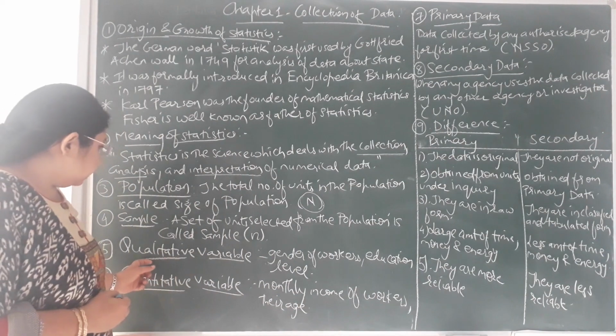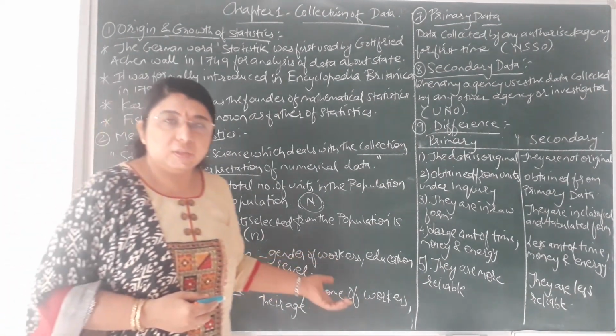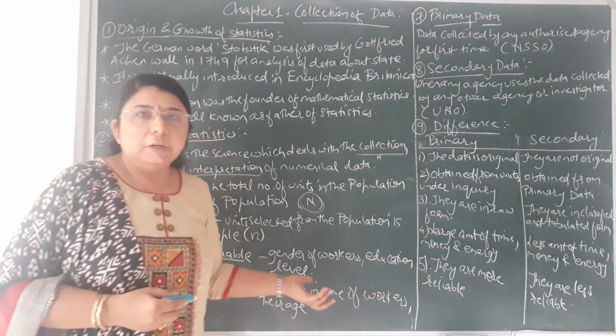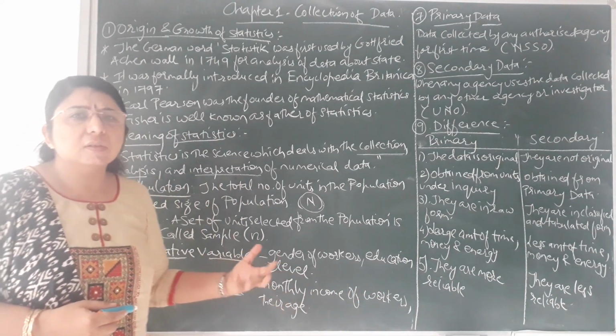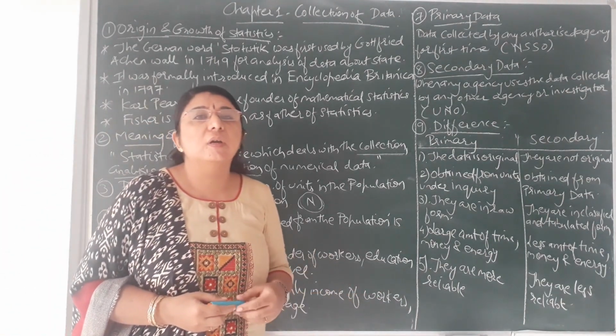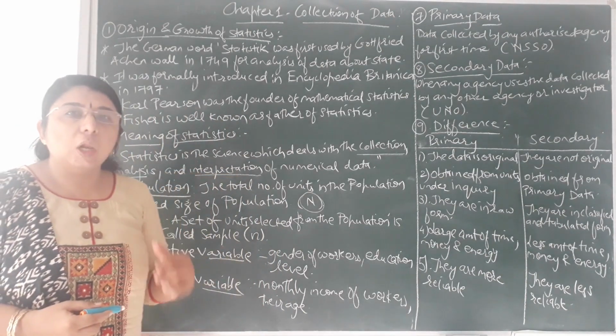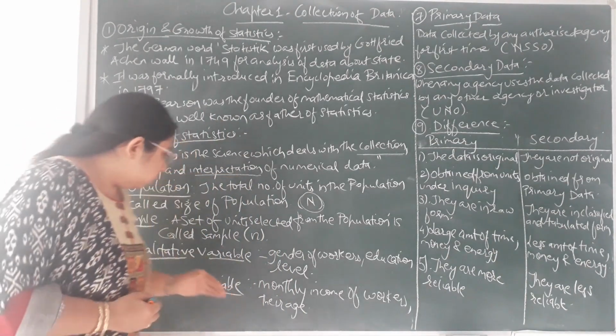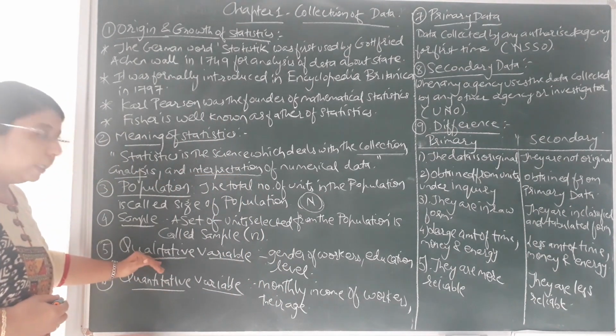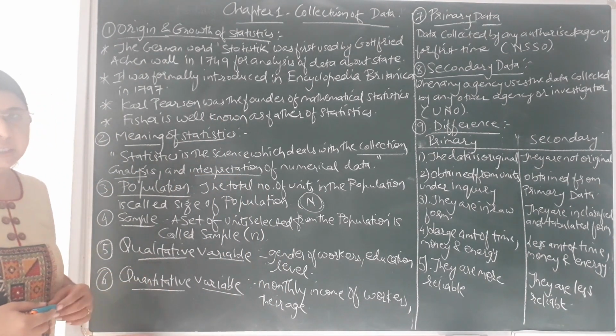Even we can say qualitative variables are the honesty, sincerity, punctuality of the workers in the factory. These terminologies cannot be measured in numbers. That's why they come in the category of qualitative variables. So these are the two: qualitative variable and quantitative variable.